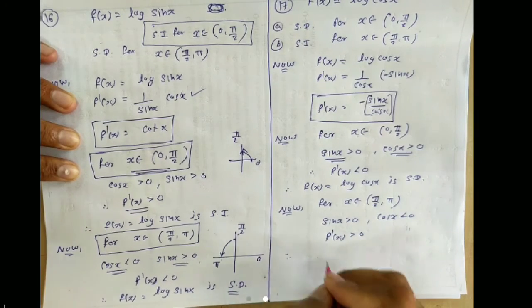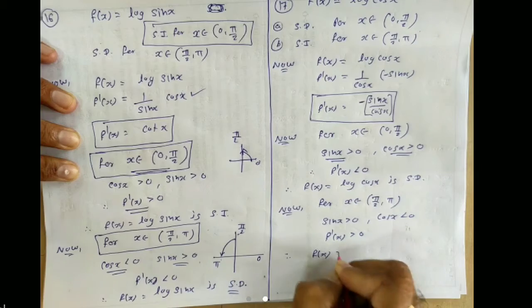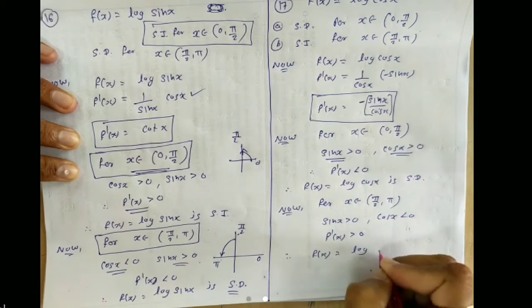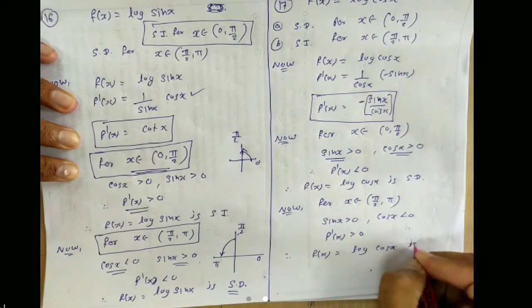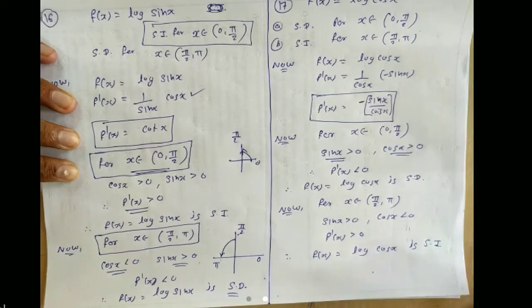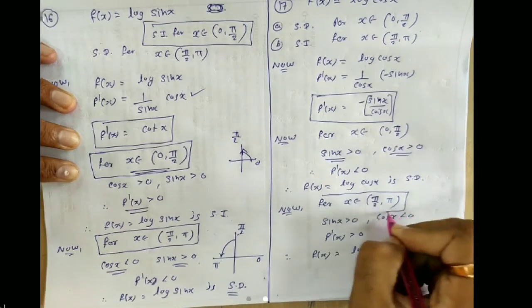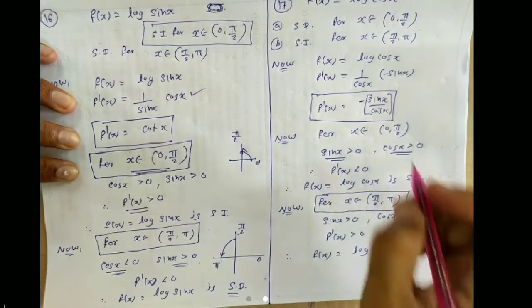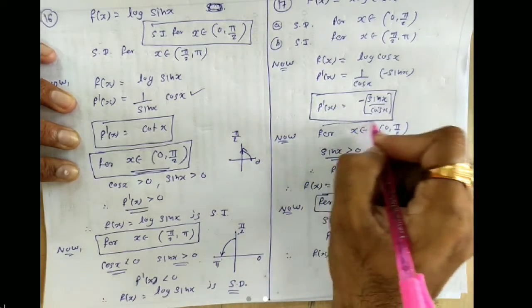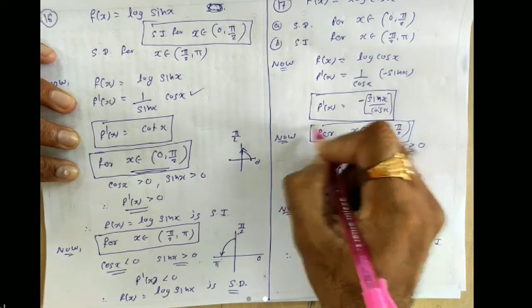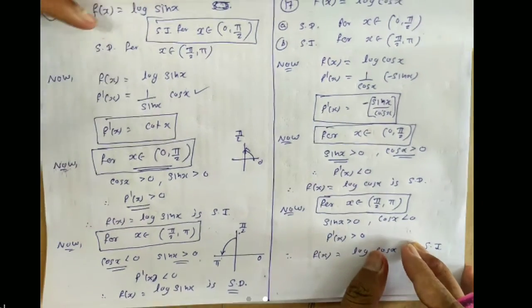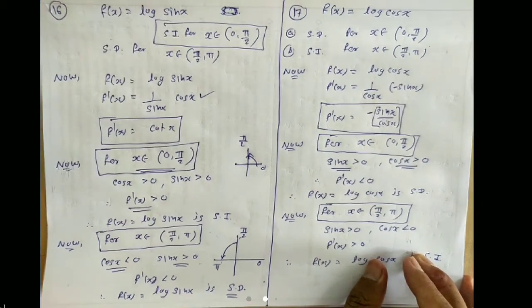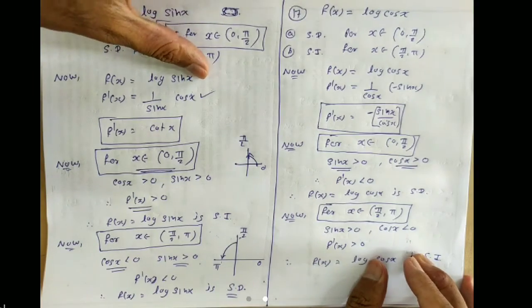So if f dash x is greater than 0, we can write that f of x equal to log of cos x is a strictly increasing function for x belongs to pi by 2 to pi, and it is a strictly decreasing function for x belongs to 0 to pi by 2. Clear? Very simple sum. I think it might be clear to all of you.